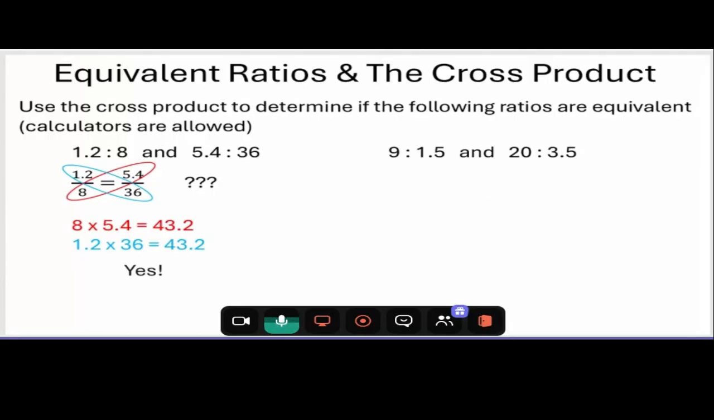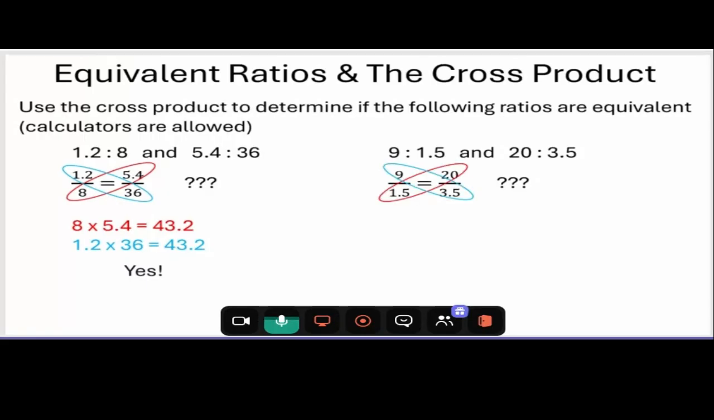Let's write those both as fractions. 9 over 1.5 equals 20 over 3.5. Again, I put the question marks there because we don't actually know if they're equal. They might not be the same fraction. Again, the slow way to do it would be to reduce both of those fractions to lowest terms, which would first involve getting rid of the decimals by multiplying by 10 in this case, top and bottom, then reducing the fractions and seeing if they're the same.